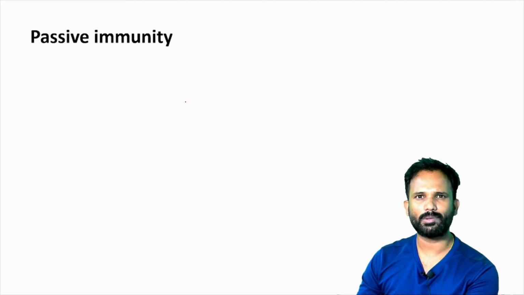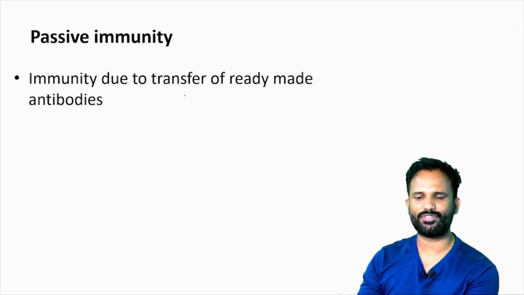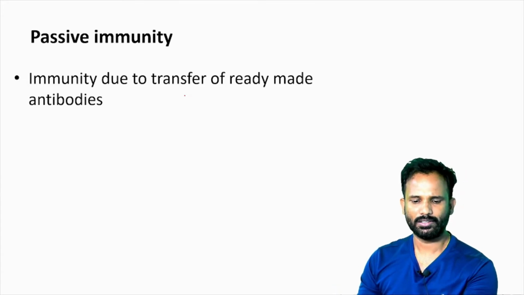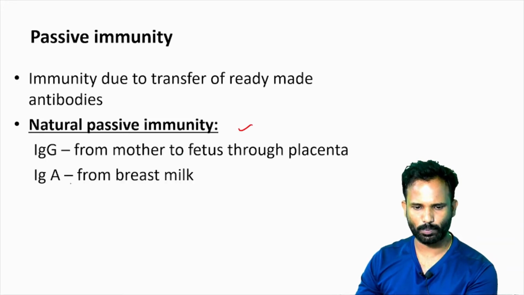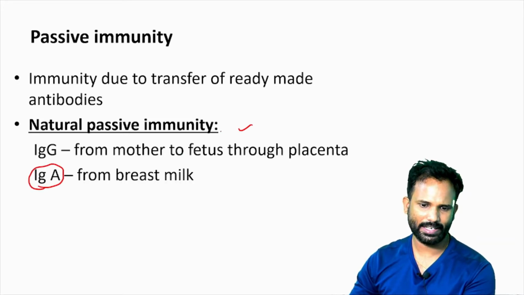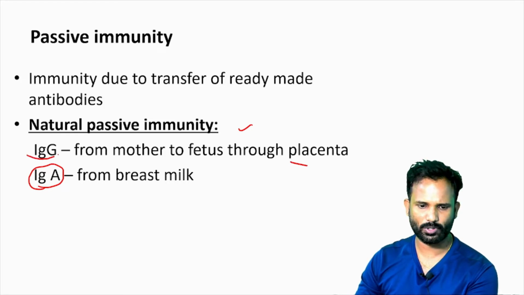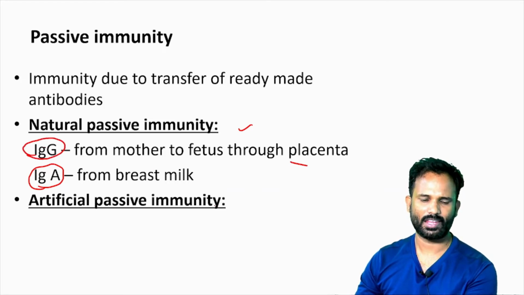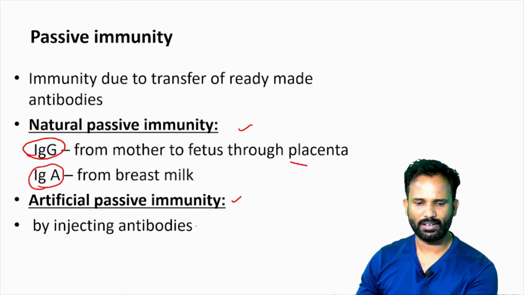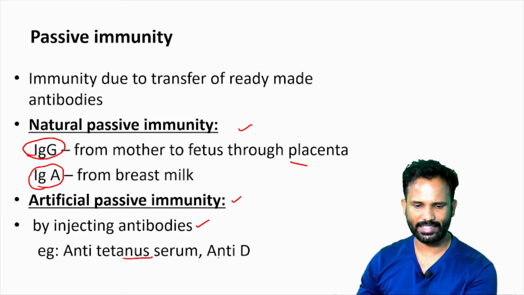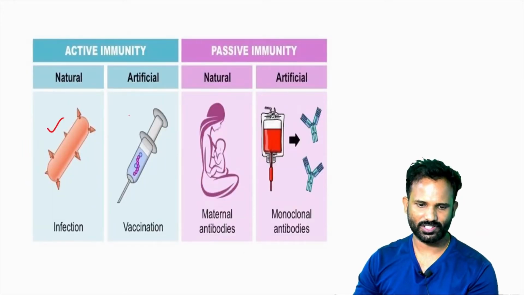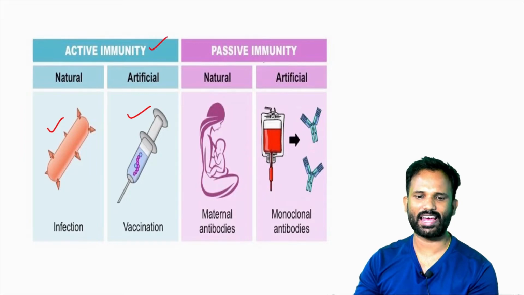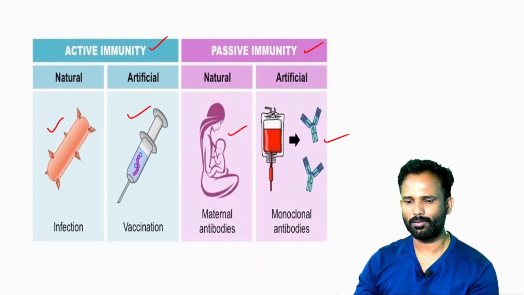And coming to the passive immunity, immunity due to transfer of ready-made antibodies. So the ready-made antibodies can be transferred naturally, like through breast milk, that is immunoglobulin A, or through placenta, that is immunoglobulin G. And artificial passive immunity by injecting antibodies like anti-tetanus, anti-D antibodies. So natural is infection, artificial is vaccine. This is active. Passive is ready-made antibodies by maternal antibodies or by monoclonal antibodies.